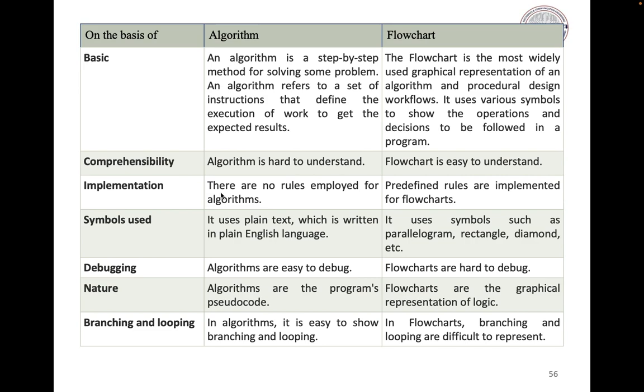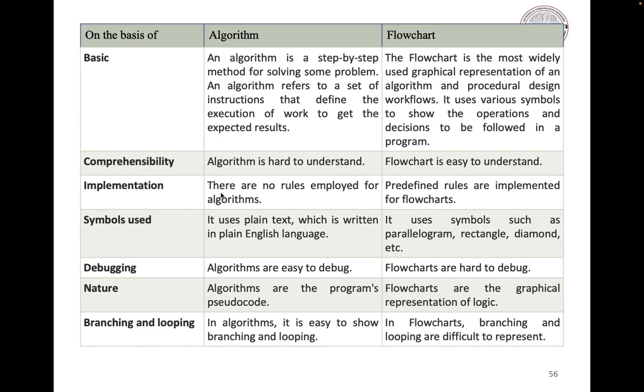The difference between algorithm and flowchart, on the basis of the basic thing: an algorithm is a step by step method for solving some problem. An algorithm refers to a set of instructions that define the execution of work to get the expected results. A flowchart is the most widely used graphical representation of an algorithm and procedural design workflows. It uses various symbols to show the operations and decisions to be followed in a program.